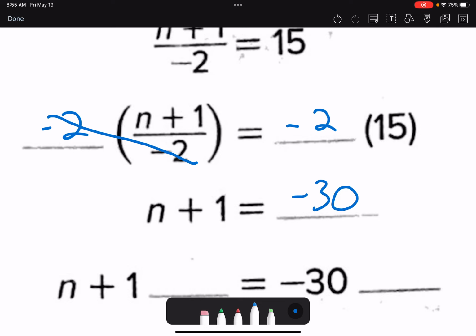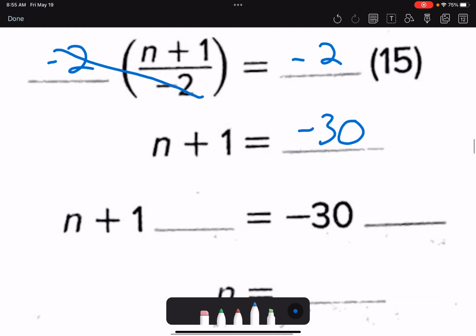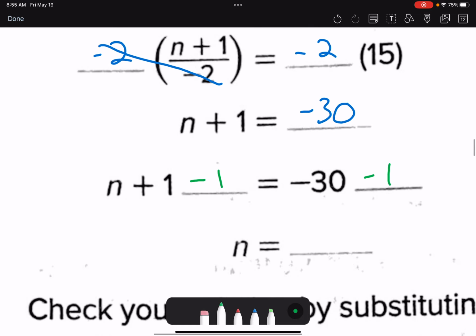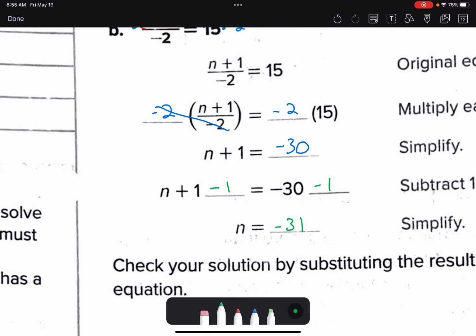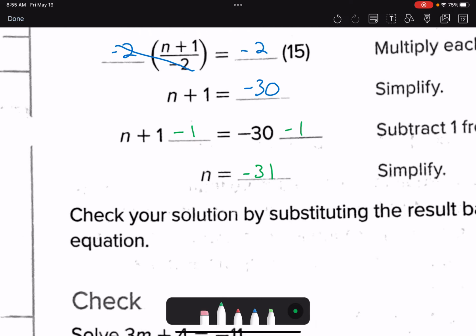And then n plus 1, that 1 is adding, so I'm going to undo this with subtracting. And -30, let's think about this, minus 1. It's not -29. It's -31. Okay. And so n is alone and positive. That lets me know that I'm done.